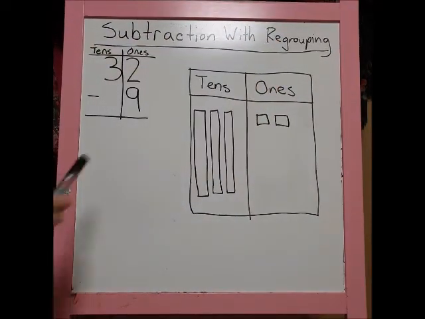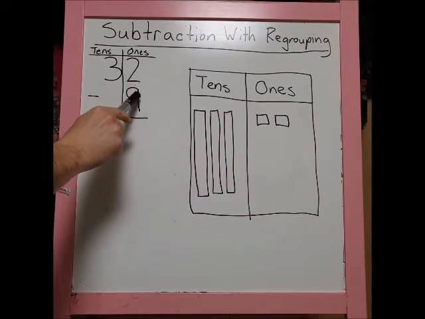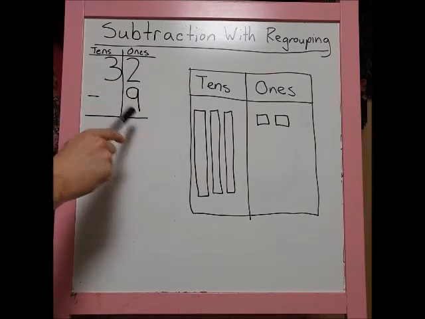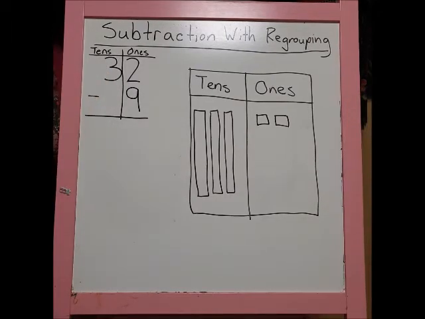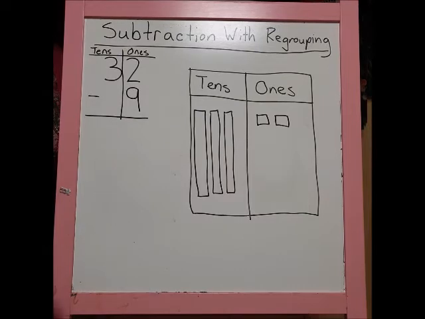So take a look at this problem again. We have 32 minus 9. We know 9 is bigger than 2, so we can't subtract that. We can't take away 9 from 2. So what we have to do is borrow from our friend the tens. There are 3 tens over here. And remember, a 10 is how many ones?